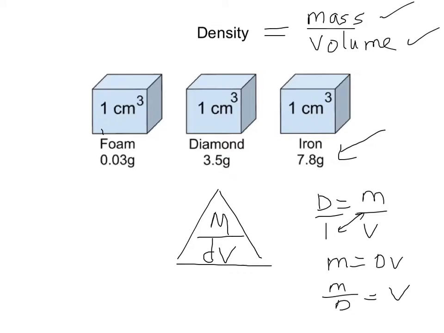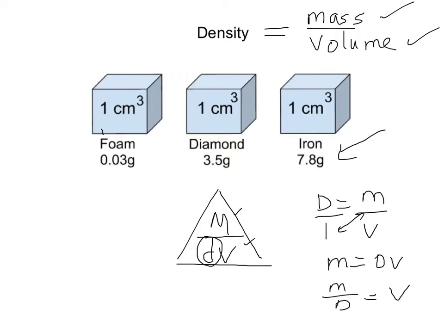Some students have trouble with that, so let's see if there's another way that you could do it. Using this triangle, if you're looking at any letter on the triangle, the other 2 letters will tell you what to do. So let's start with density. If I'm looking at D, what do I do? I take mass and I divide by volume, because m is on top, v is on the bottom. That's how I know that.